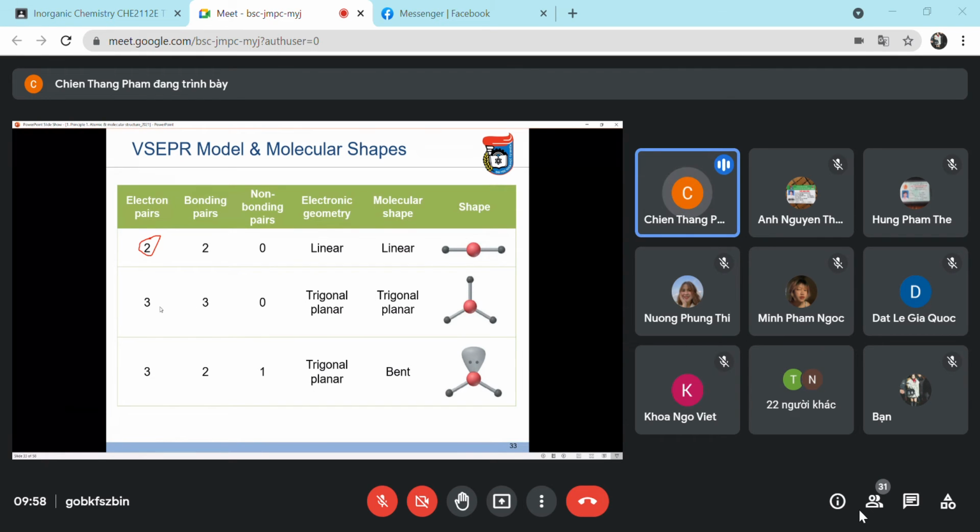And the situation with 3 electron pairs. There are 3 bonding pairs and no non-bonding pair here. So the molecular shape is trigonal planar. You can see it like this, similar to the previous slide.